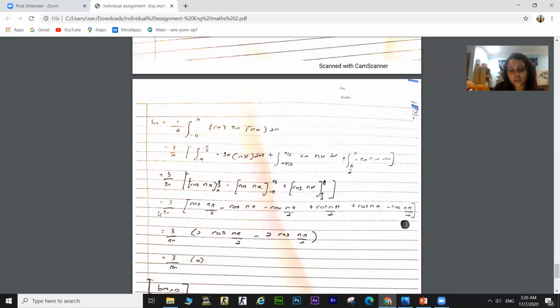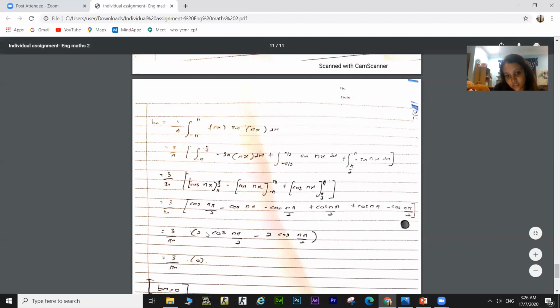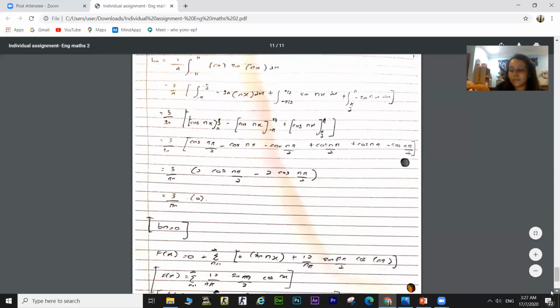And next step, 3 over pi n, bracket 2 cos n pi over 2 minus 2 cos n pi over 2. And after we sum up and cut this and this, cos is the same, so we can cut off. So we'll get 3 over n pi times 0, because we can't calculate this more, okay, we can cut. And then bn is also 0.